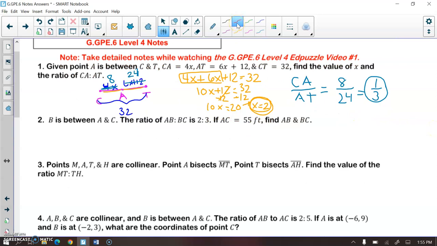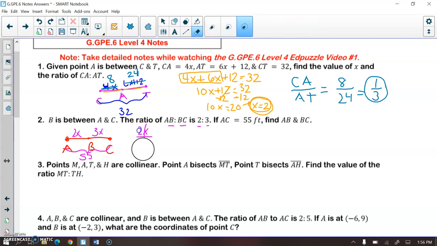All right, number 2 states that we're given B is in between A and C, and the ratio of AB to BC is 2 to 3. And we know that AC is 55, so that's your whole segment. But all we know is that the ratio of AB to BC is 2 to 3. Well, if I label AB as 2x and BC as 3x, the ratio would be 2x over 3x, and the x's cancel out, and that does give me a ratio of 2 to 3. So this works. I can label it 2x and 3x.